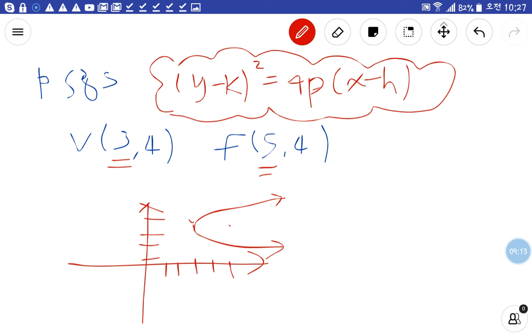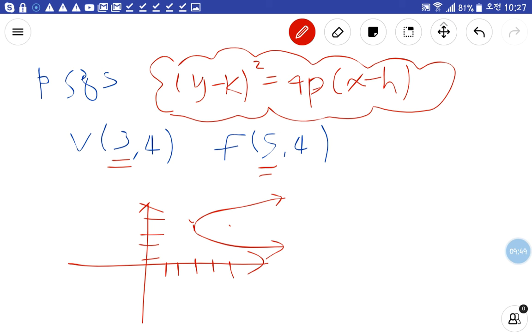Now, the second part is we need to find the p. That's going to be the key information after this. So what is the p? The focal length. What is the focal length, guys? You may go back to page 583, where they gave us the definition. The focal length of the parabola is the directed distance from the vertex to the focus. So we are finding the distance between the focus and the vertex.